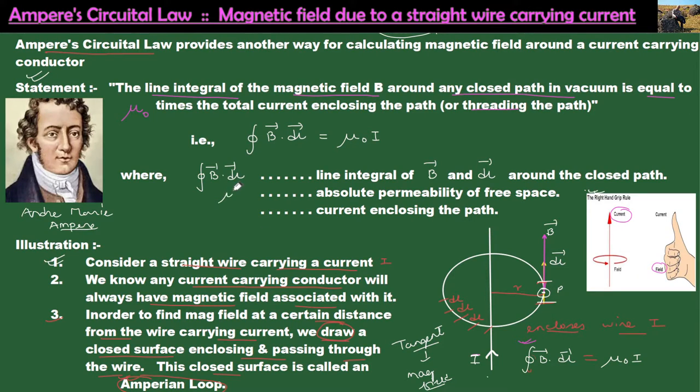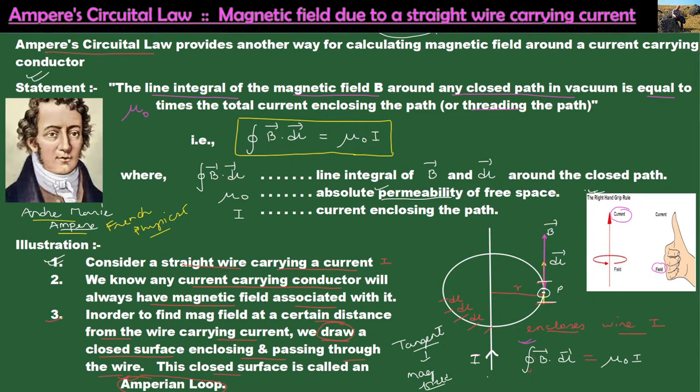And mu naught is the absolute permeability. In the case of the magnetic field, we define permeability as that quantity which allows magnetism to pass through it. And I is nothing but the current which encloses this path. So this is the mathematical formulation of Ampere's circuital law, which was brought forth by André Marie Ampere, who, as I told you in the beginning, is a French physicist from France.